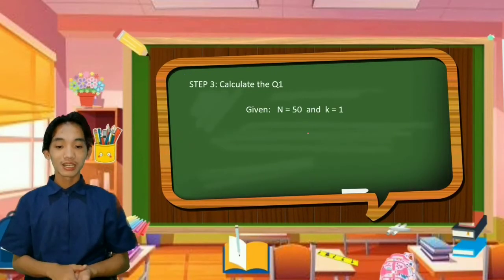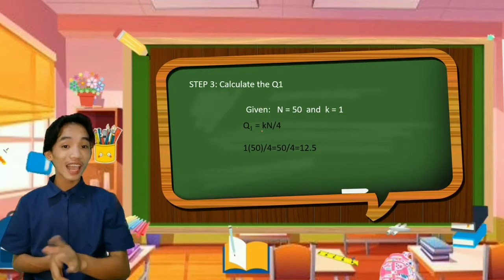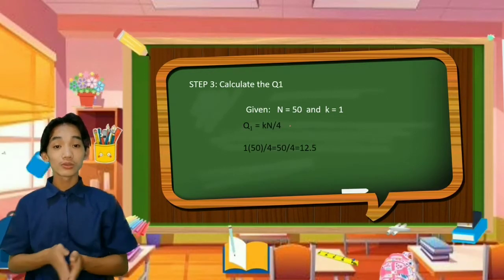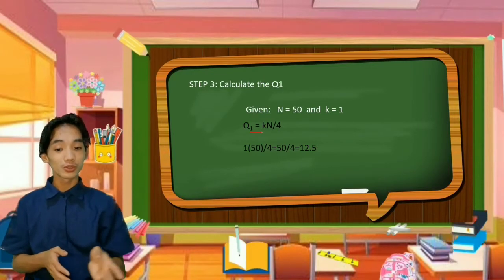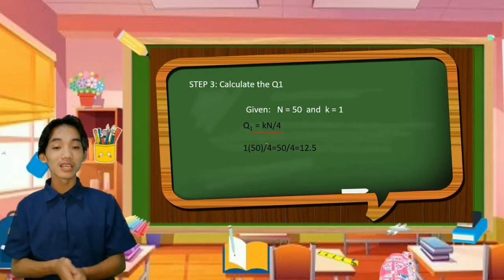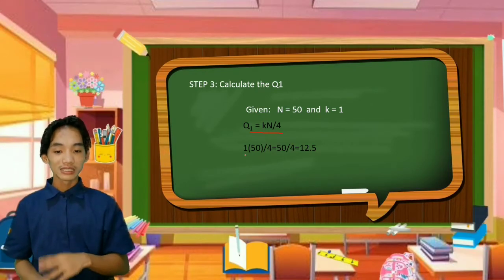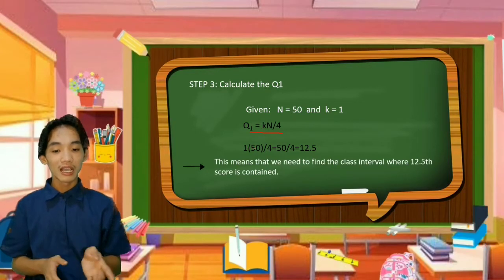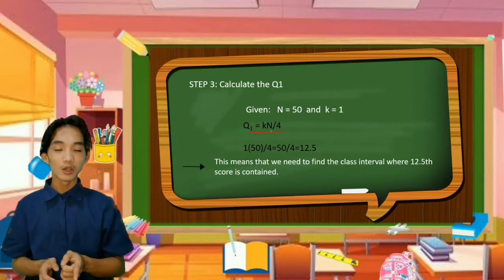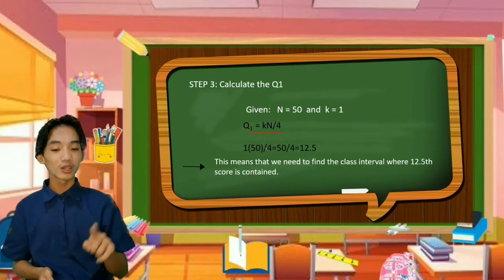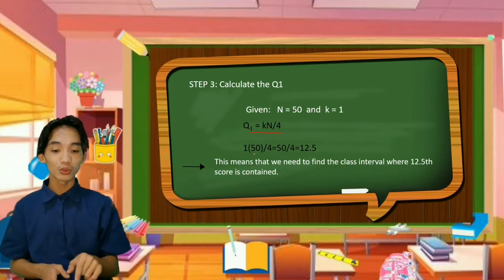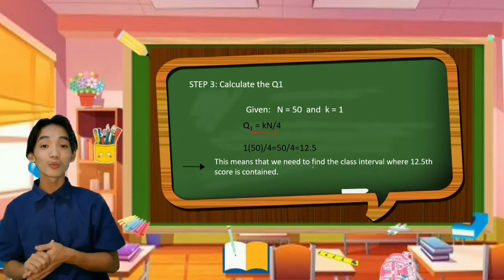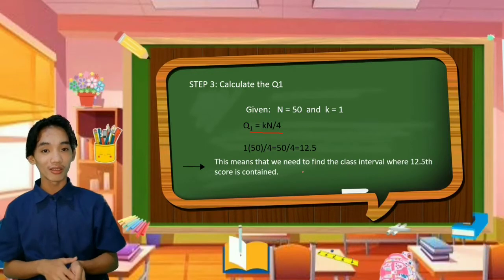Step 3. Calculate the Q1. Given n is equal to 50 and k is equal to 1. The formula that we are going to use to get the Q1 is kn over 4. K is equal to 1 and n is equal to 50. 1 times 50 over 4 is equal to 12.5. This means that we need to find the class interval where the 12.5 score is contained.